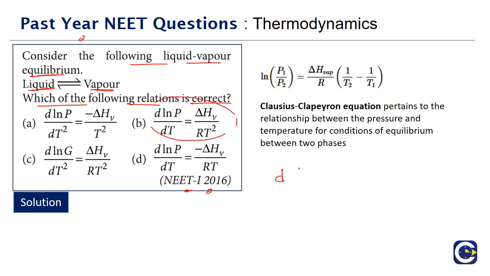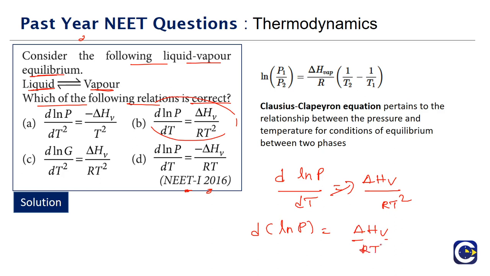So d ln P by dT will be equal to delta H for the evaporation process by RT square. If you rearrange them, d ln P will be equal to delta H evaporation by RT square into dT. On integrating it, if you integrate on both sides, on the left hand side the integration limits will be P1 to P2, and the temperature limits will be T1 to T2. Left hand side integration is ln P, which is ln P2 by P1.